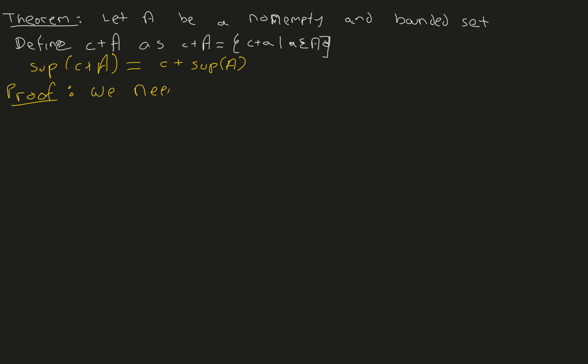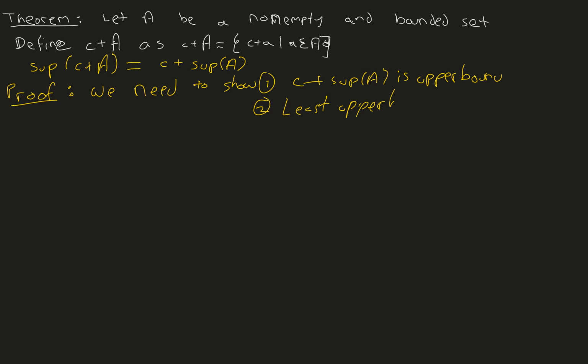So we need to show the definition of the supremum. We need to show that C plus sup A is the upper bound, and if it is an upper bound, then it is the least upper bound. So remember this, the definition of the supremum, it is the least upper bound. So if it is an upper bound, it has to be the least upper bound for it to qualify as the supremum. So let's do the proof of this. First let's prove the first part, then we'll go on and prove the second part.